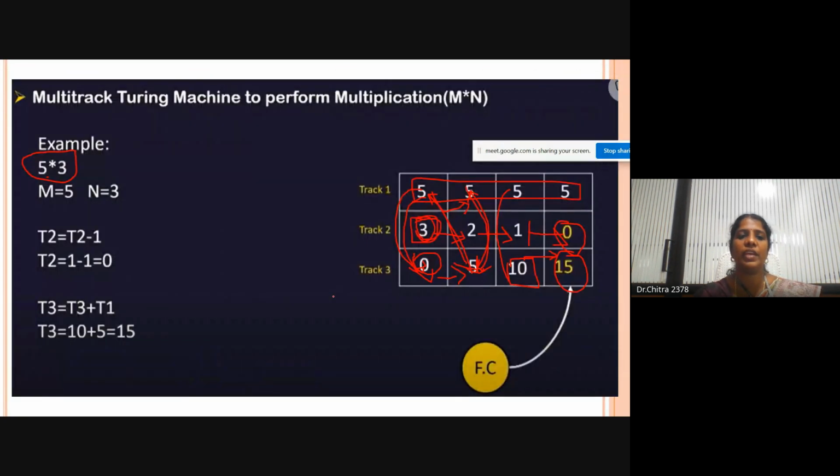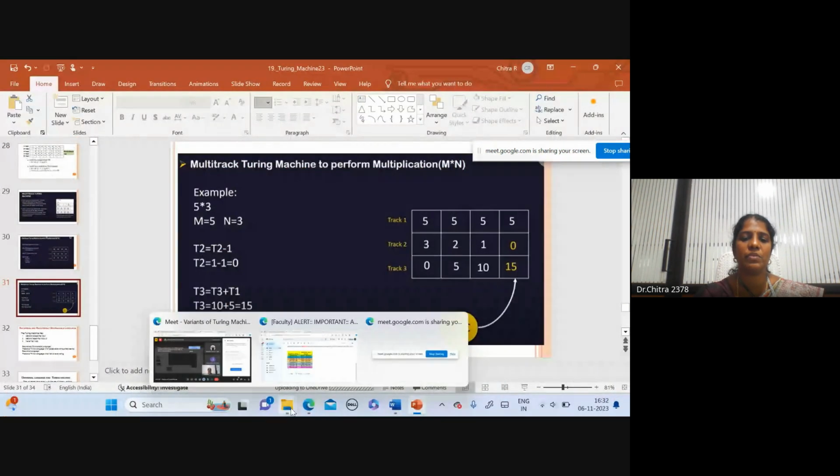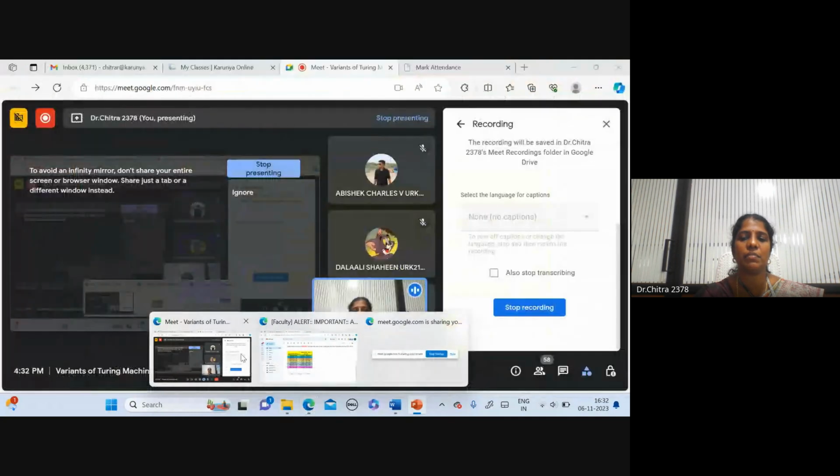These all are about the variants of Turing machines. Next class, we will see the different types of languages that can be accepted by the Turing machine.